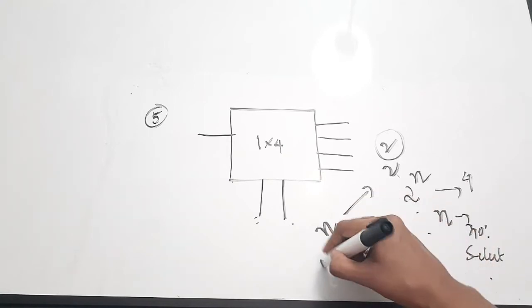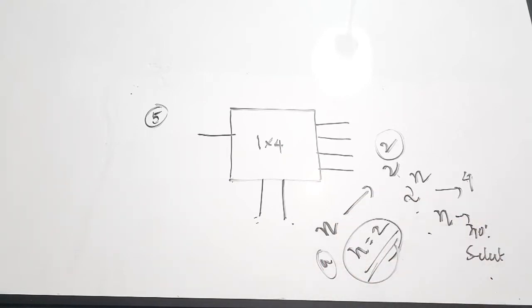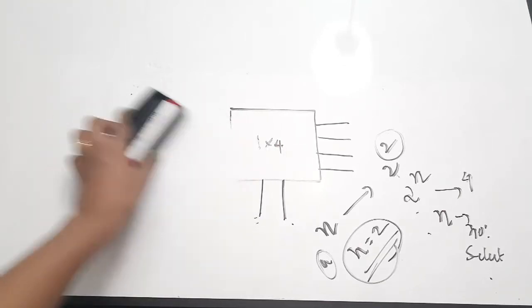Correct answer is option A, which is 2. So this is the logic which you have to apply for any demultiplexer. In order to find the number of select lines or number of output lines, you can use this logic. Okay, correct answer here is option A, which is 2. Moving on to the next question, which is the 6th question.